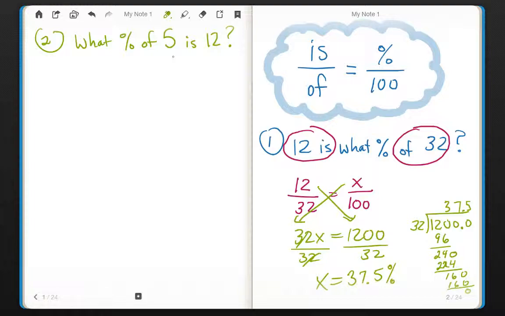Okay, so to make sure we're on the right track, what's the 5? Does anybody know, is or of? It's the of. And now notice the of and the is are on both sides of the 5. But if I said the 5 was the is, then the 12 can't go to anything. So 5 is your of, 12 is your is. And then again, we don't know the percent. So put it in your is over of equals percent over 100.